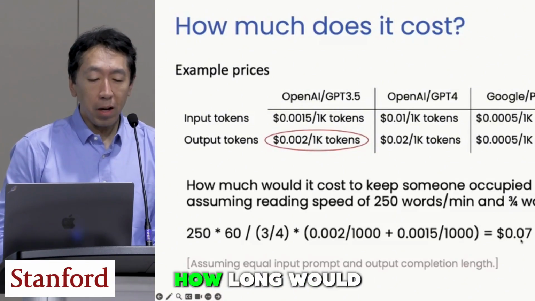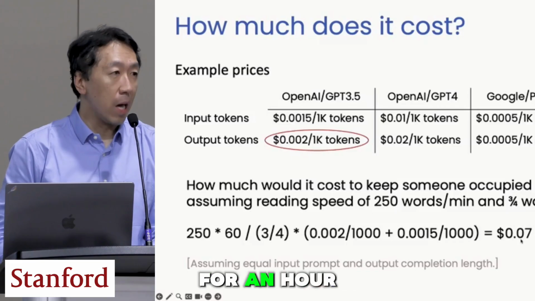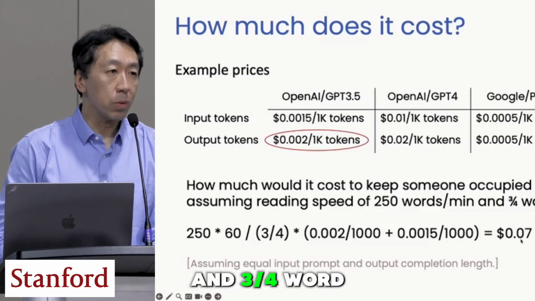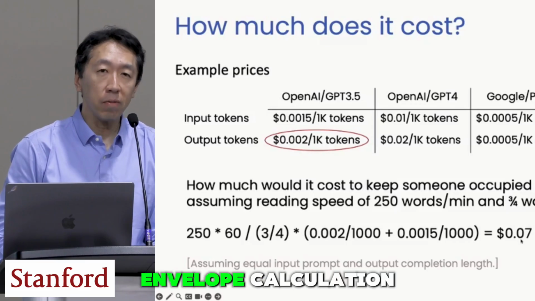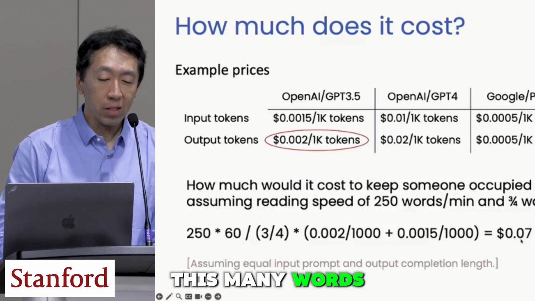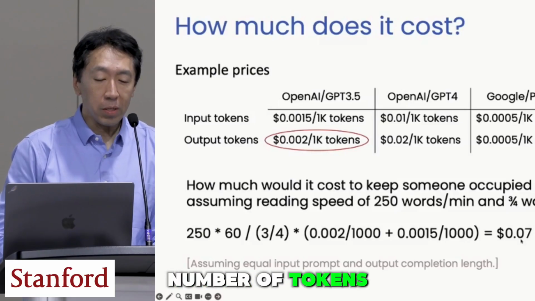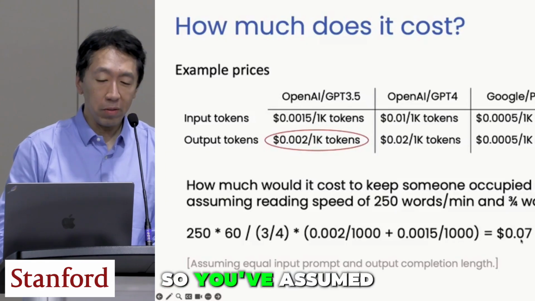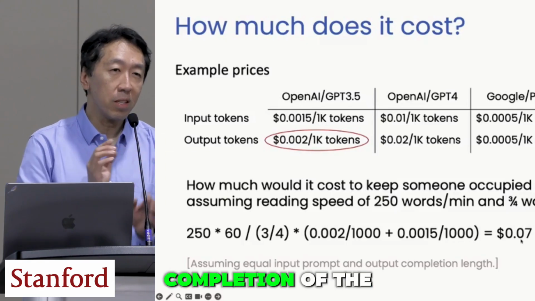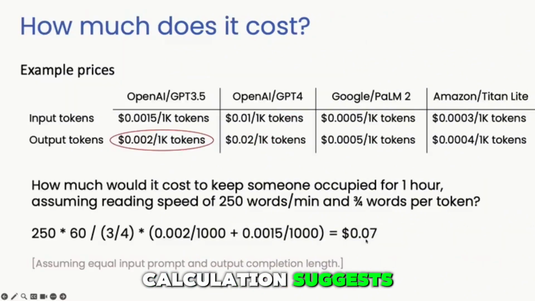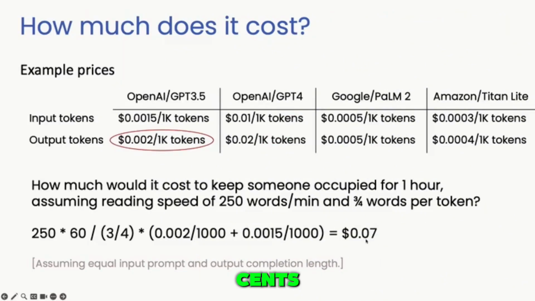And if you were to ask, how long would it take to keep someone occupied for an hour, assuming a reading speed of 250 words per minute and 3/4 word per token? If you do the back of the envelope calculation, 250 words per minute times 60 minutes, so you need this many words, divided by 3/4, so that's the number of tokens, times the price of the output tokens, and maybe there's an input prompt as well. So you've assumed the input prompt and the output completion are the same length, and add up these. It turns out that this back of the envelope calculation suggests maybe it costs you about 7 cents to generate enough text to keep someone busy for an hour.